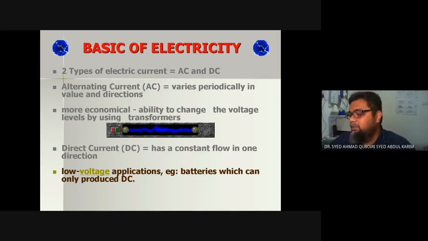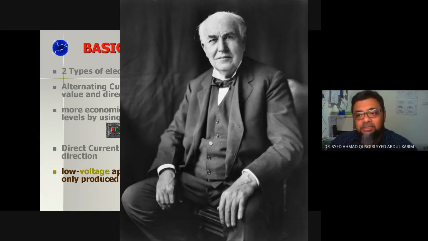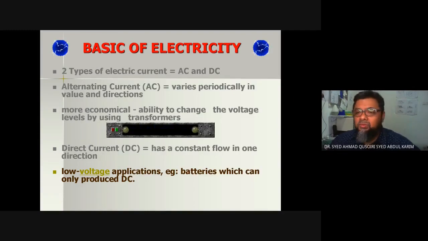But at the same time, there is another inventor that is promoting DC, okay? So direct current, who is Thomas Alva Edison. He is a so-called inventor, but he is also a businessman. So both of them really fought for each other. Thomas Alva Edison was promoting direct current. Tesla was promoting alternating current, which is the system that we are using now.